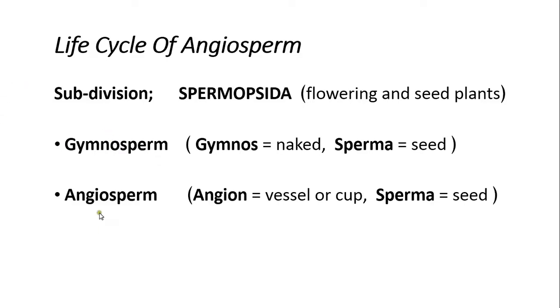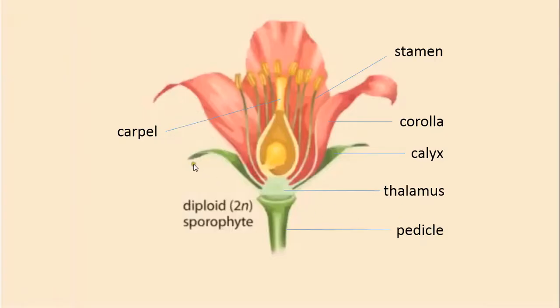Gymnosperm and Angiosperm. Gymnos means naked, sperma means seeds. They have naked seeds. Ovules are not covered by ovary. Angion, in Angiosperm, angion means vessel or cup. Sperma means seed. Their ovules are enclosed in ovary. As our topic is concerned with flowers, so let's have a look at the flower.